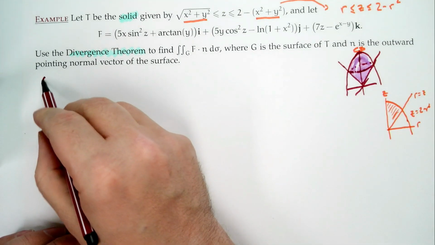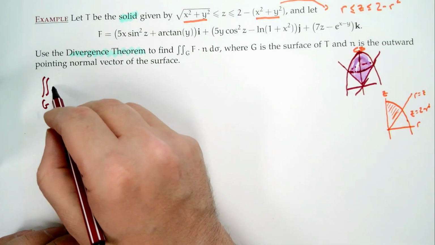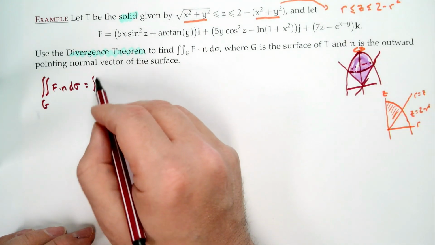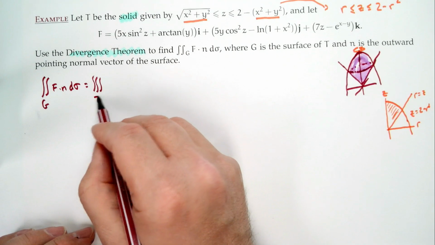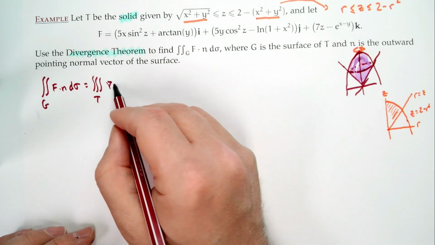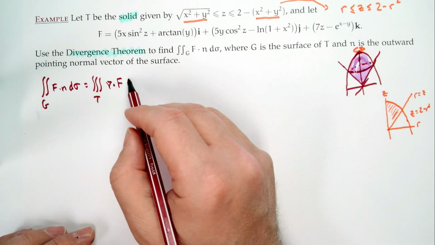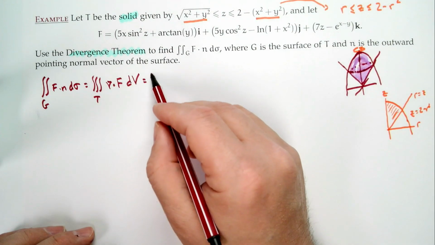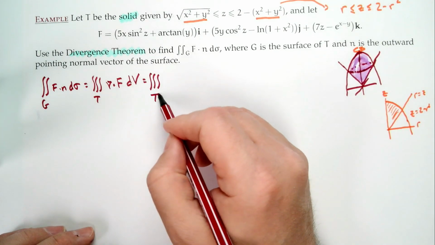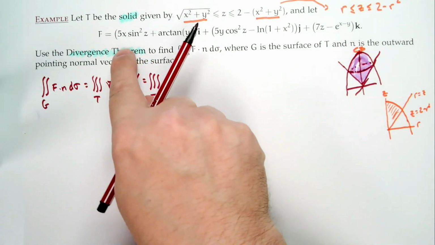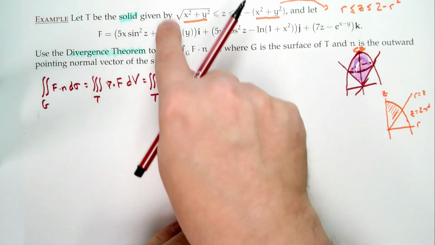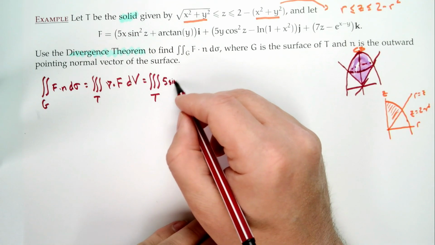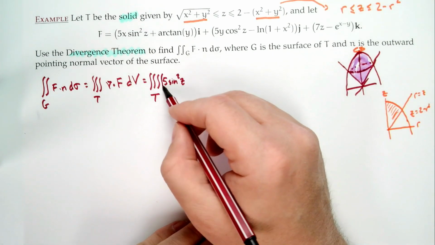So we get that the integral on the surface of F dot n dσ is the triple integral over T of the divergence of F, which I can write as del dot F, dV. So let's go ahead and compute the divergence. Come to our first term, take the derivative with respect to x. Arctangent goes away. Arctangent, you're such a beautiful function, but not all the time. Sometimes we need to do other things.